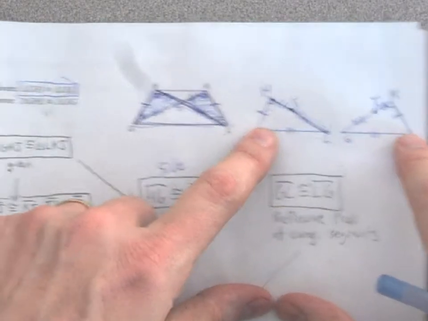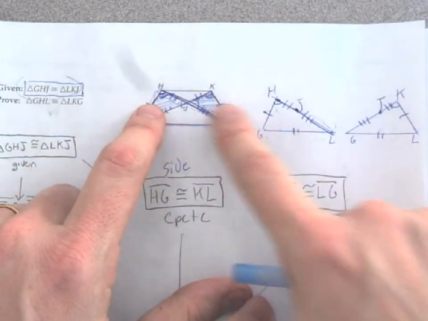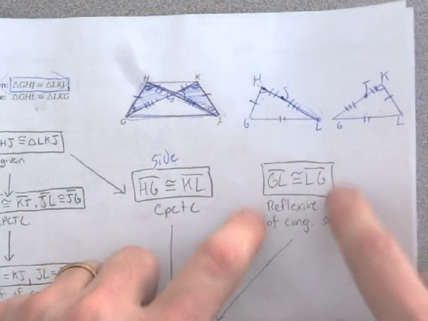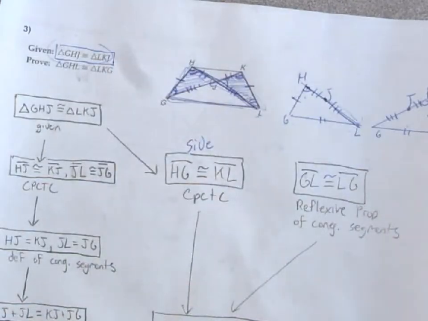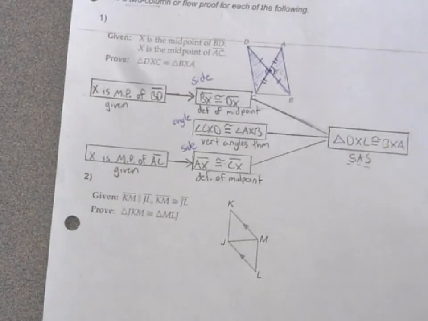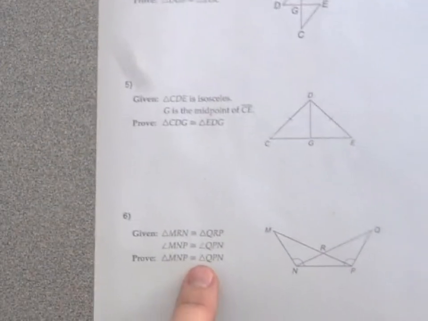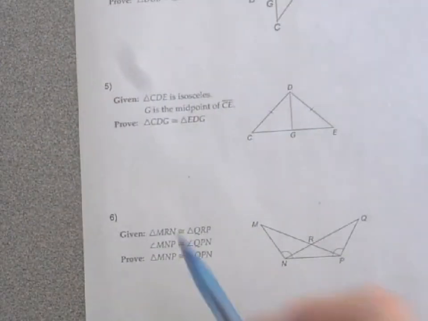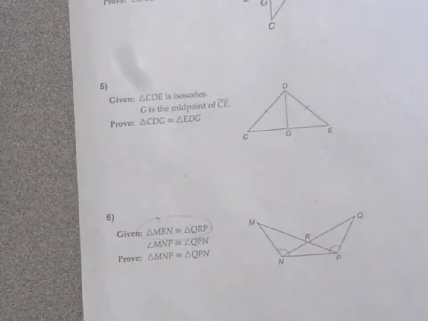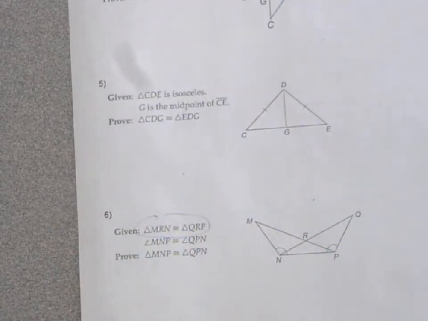How do we get these two sides? It's from these two congruent triangles. And then how do we get these two sides? That's from the reflexive property. That's going to be helpful for a future proof. And in fact, that same idea is going to be used on number 6. Notice that one of the givens in number 6 is congruent triangles. So that's going to be important in number 6.